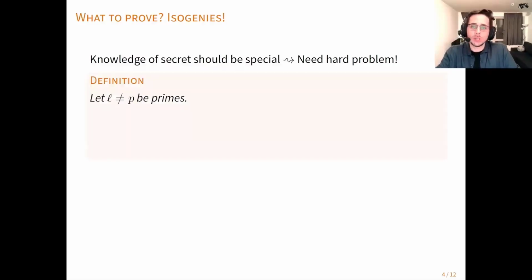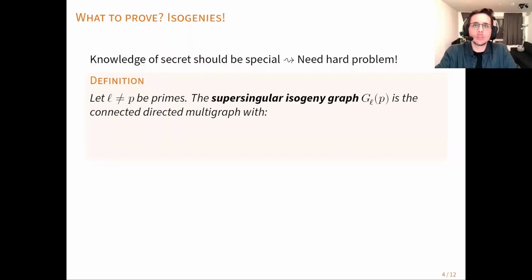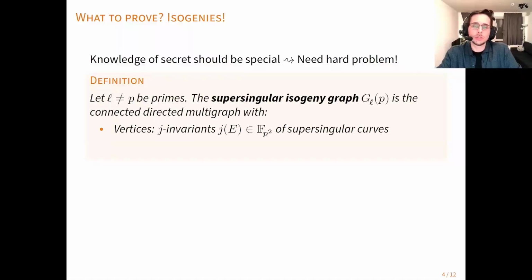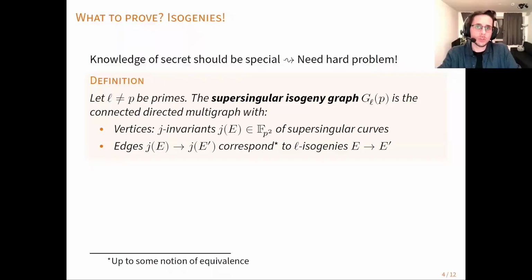To define this, we start with two primes, and the only assumption we make on these primes is that they are distinct. Then we can define a specific isogeny graph with an isogeny degree, and it's a connected directed multigraph, which is of course a regular graph with no special structure. So the vertices of the graph are just j-invariants of supersingular curves, and these are known to lie in the field of p squared. The edges between the j-invariants correspond to isogenies between the curves, of which the vertices are the j-invariants, and correspond to a set of opposite roles, which is not important to us in this talk.